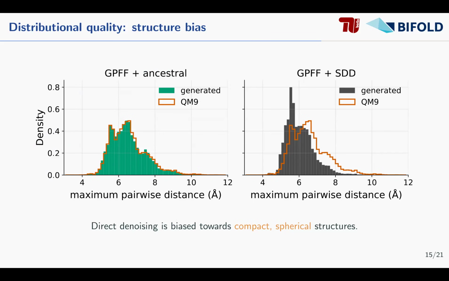Actually, if you think about it, this is also somewhat intuitive, because if we start denoising from the prior, and the prior doesn't have any information from which we could infer which minimum it belongs to, the model in the first step predicts some dataset-mean-like structure, which is usually something round. And then using this round structure in the next step for refinement means that we stay in this regime of spherical structures. So we observe the structure bias, but because GPFF is flexible, there is an intuitive and easy fix for that.